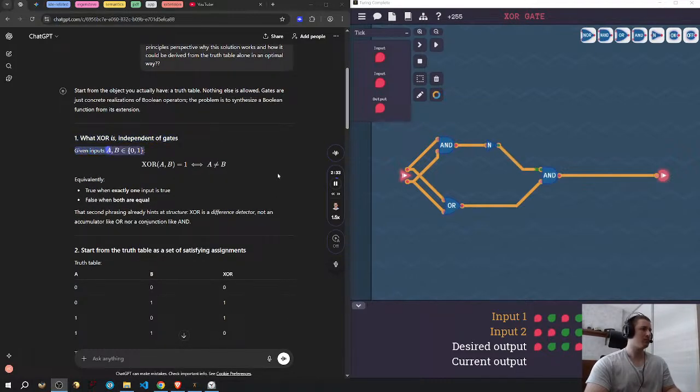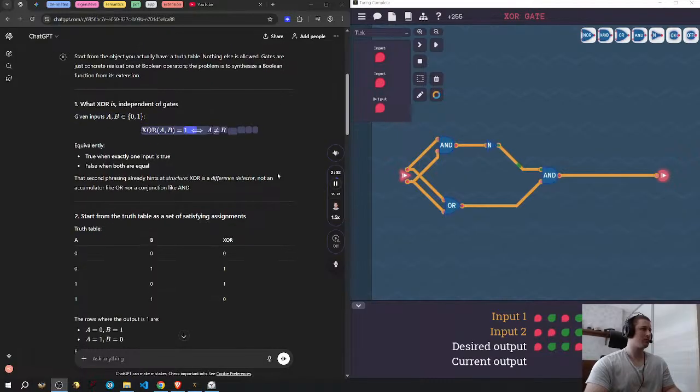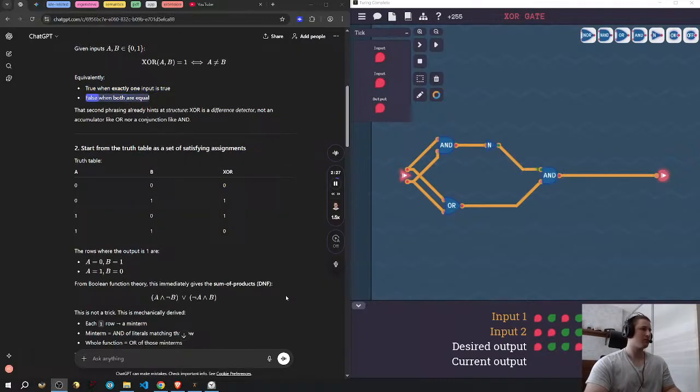Given inputs a and b in 0, 1: a XOR b equals 1 if a is not equal to b, and equals 0 if a equals b. Equivalently, true when exactly one input is true, false when both are equal. That second phrasing already hints at structure. XOR is a difference detector, not an accumulator-like OR or a conjunction-like AND.